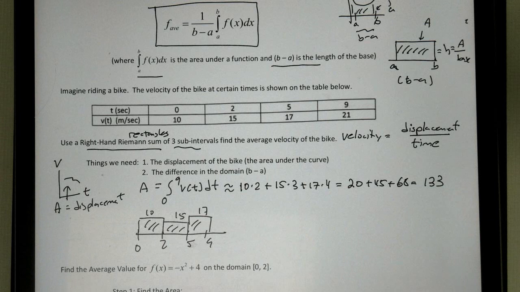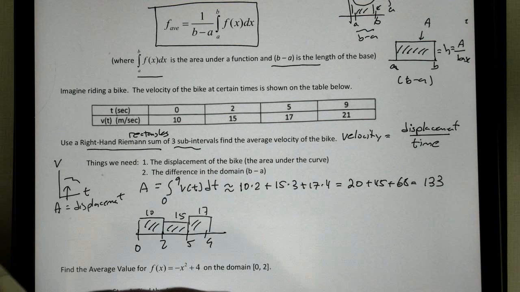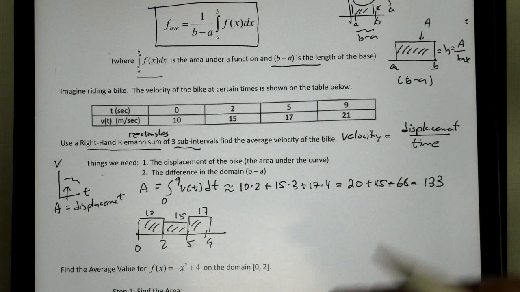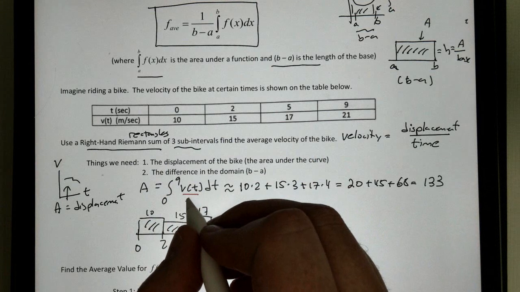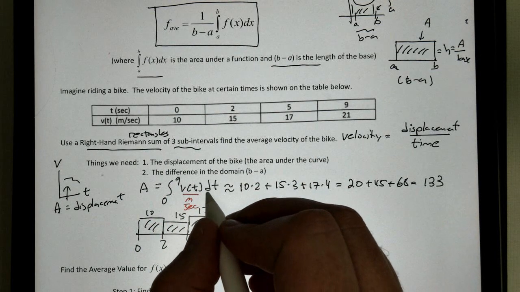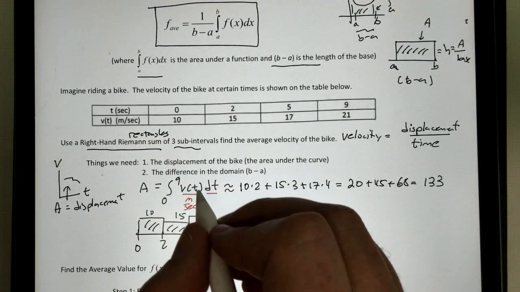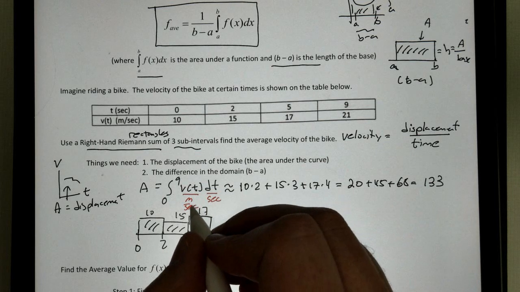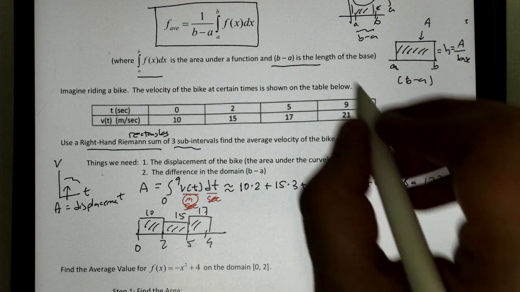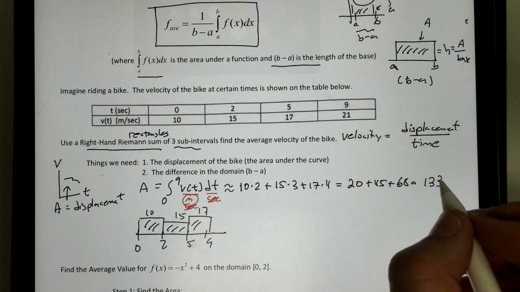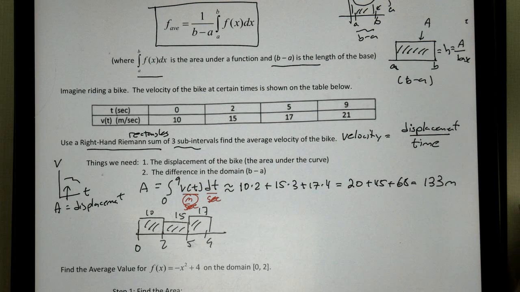So let's talk about units here. This is one of the toughest things we're going to do in calculus, talking about units. Velocity, we know, is in meters per second. dt, that's my change in time, is seconds. Those cancel, and we're left with meters. So this 133 is the distance we traveled in meters.